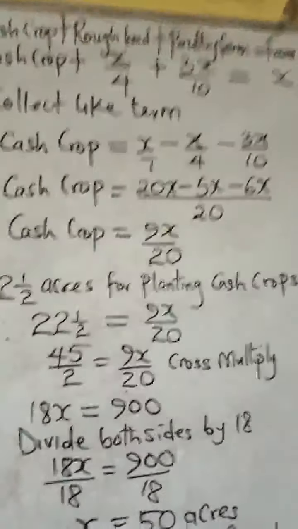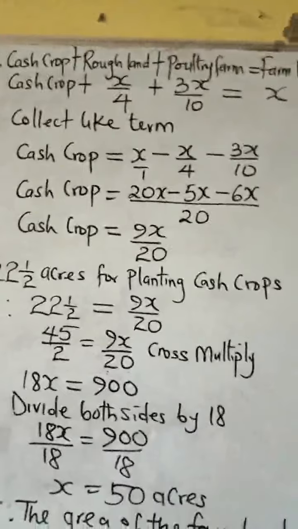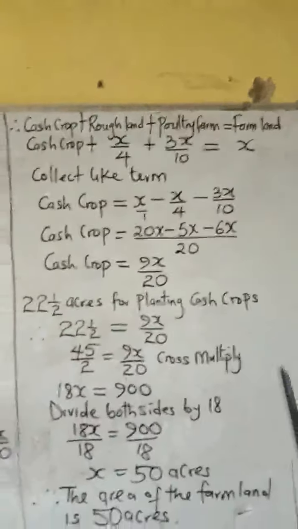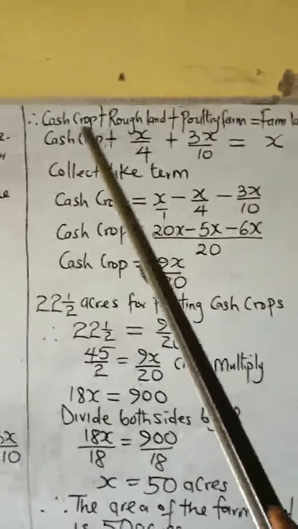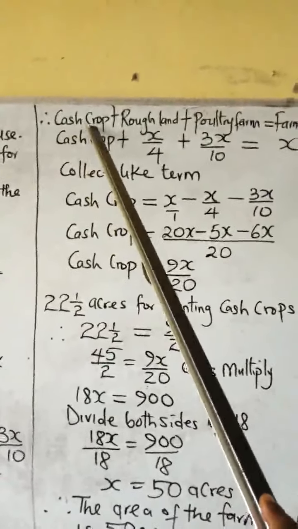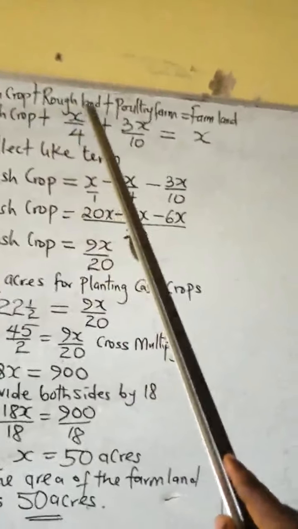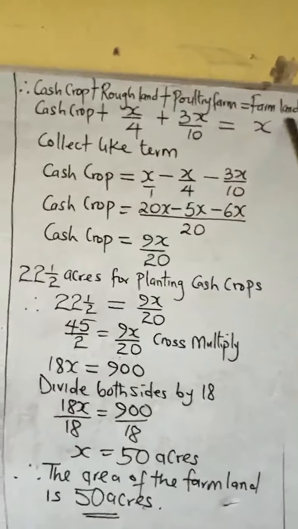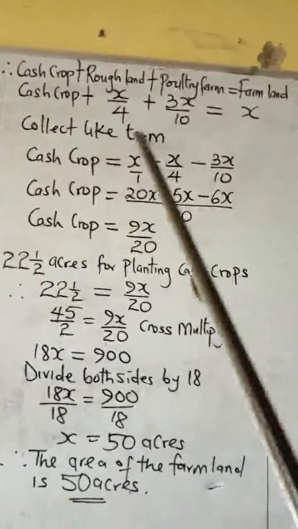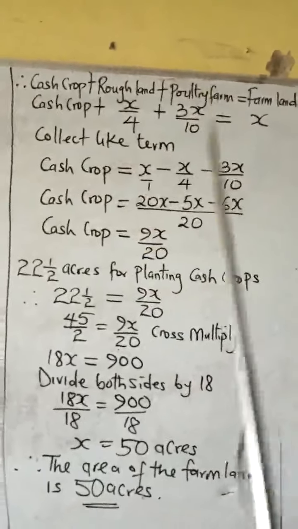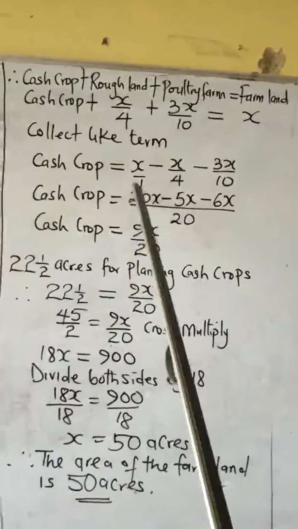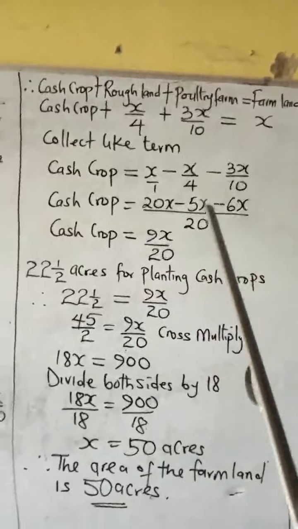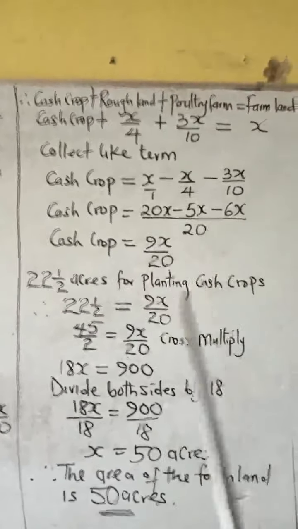Like I mentioned, the information in the question is the portion for cash crop, the portion for rough land, and the portion for poultry farm. Everything is inside the farm. So equate the information, collect like terms. When you collect like terms, you have X minus X/4 minus 3X/10. Simplify to give you 9X/20.